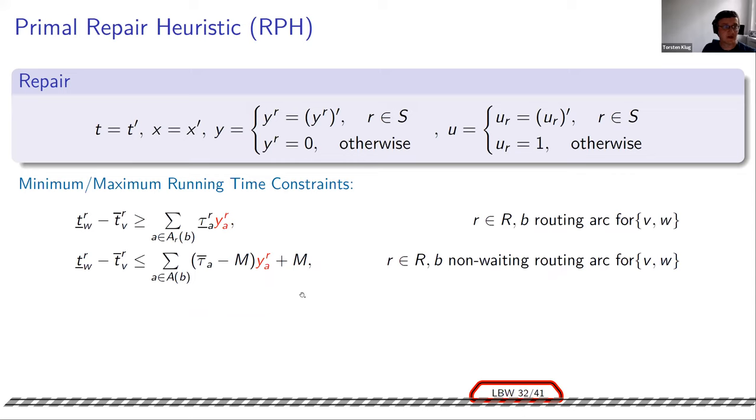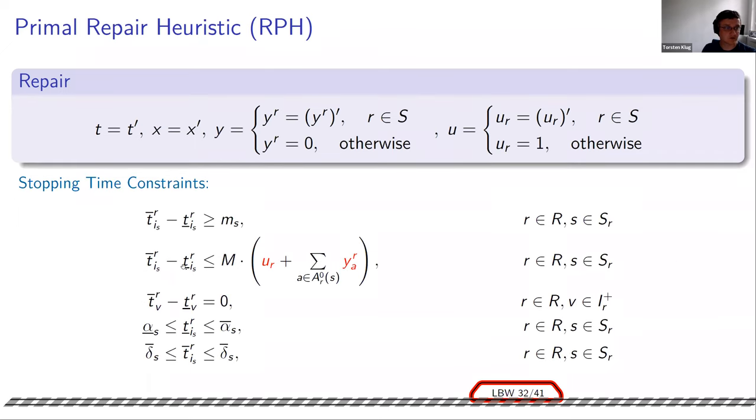So for the minimum and maximum running time constraint, it's the same here. For the first inequality, if we set this to zero, then this becomes smaller and it's easily fulfilled. And here, this term is negative because this big M is always bigger than any of these running times that we calculate here. So this is a negative term, and we set this to zero. We don't subtract this from M, so this becomes bigger on the right hand side. And this is then also trivially fulfilled.